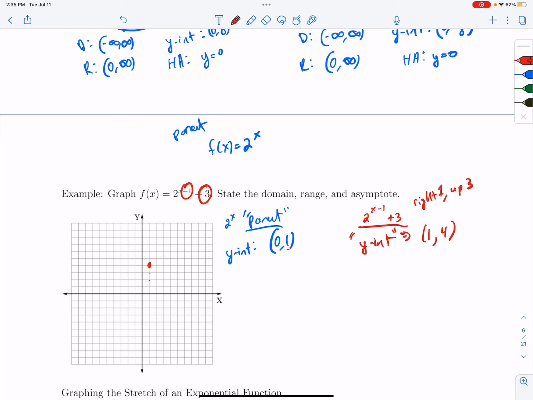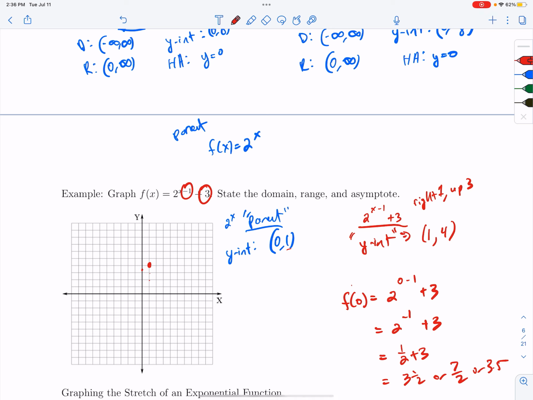If I want to find the actual y-intercept, I'm going to do f of 0 here. So that's 2 to the 0 minus 1 plus 3, which is 2 to the negative 1 plus 3. 2 to the negative first power is 1 over 2, plus 3, which is 3.5 or 7 halves, whichever form you like. So (0, 3.5) right here. Okay, that doesn't look like it's going to give us very much.